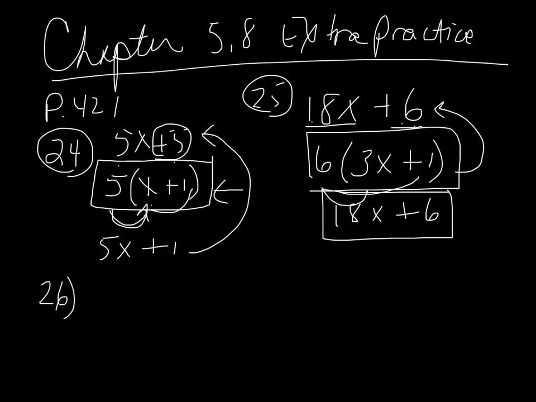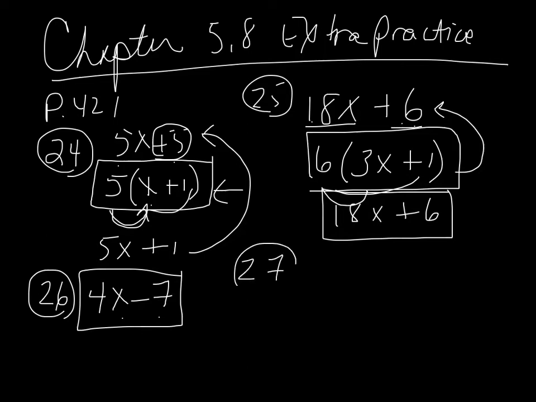And number 26 is 4x minus 7. And let's look at the common factors of both terms, or both monomials. And there's nothing that's common to 4x and 7. There's no letters that are common. There's no factors that are common. So this cannot be factored, so you're done. Just box that in.